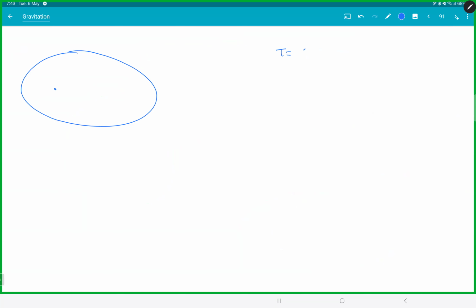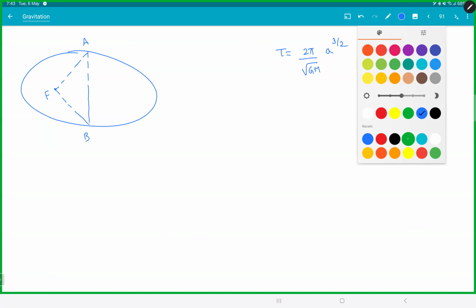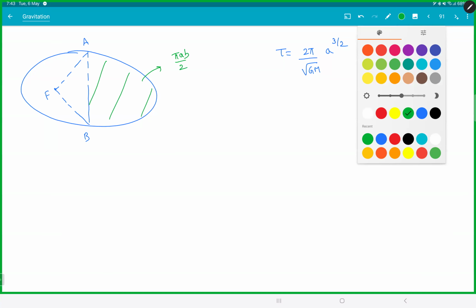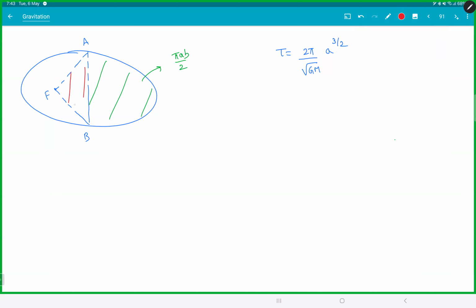And remember, what is the time period? The time period for an ellipse is 2 pi root over GM, A power 3 by 2. A is equal to R. So this area will be pi AB by 2. This area will be r square by 2, half base into height. So for an area of pi AB, the time period is T; by the unitary method, for this area, pi AB by 2 plus r square by 2, the time is small t.